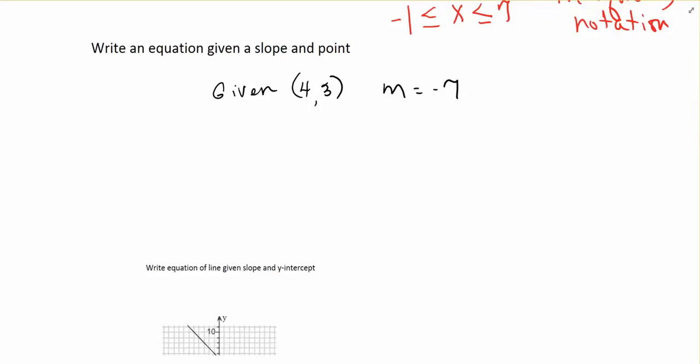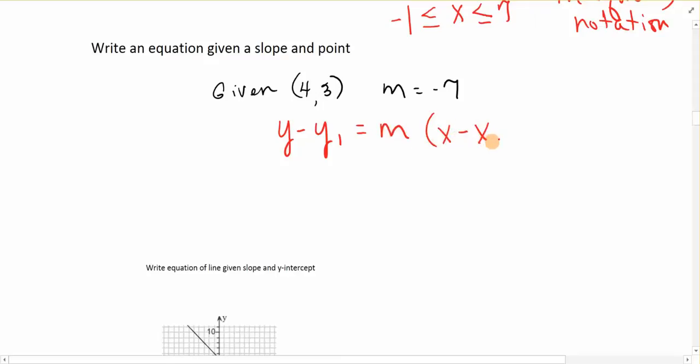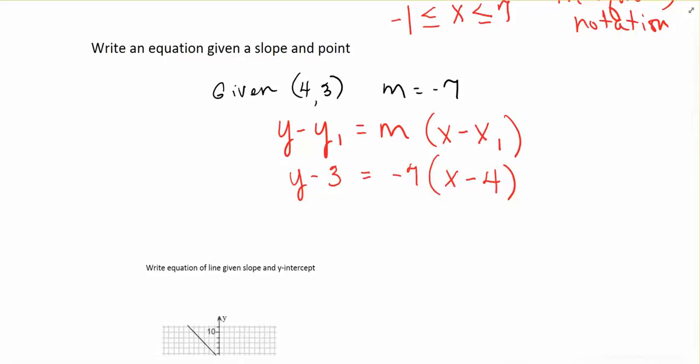Write an equation given a slope and a point. Does that sound familiar? Okay, so for this one, you're going to need this form, y minus y1 equals m times x minus x1. We're going to plug in what we're given. So we're going to have y minus 3 equals -7 times x minus 4. Does that make sense? Yeah, okay.